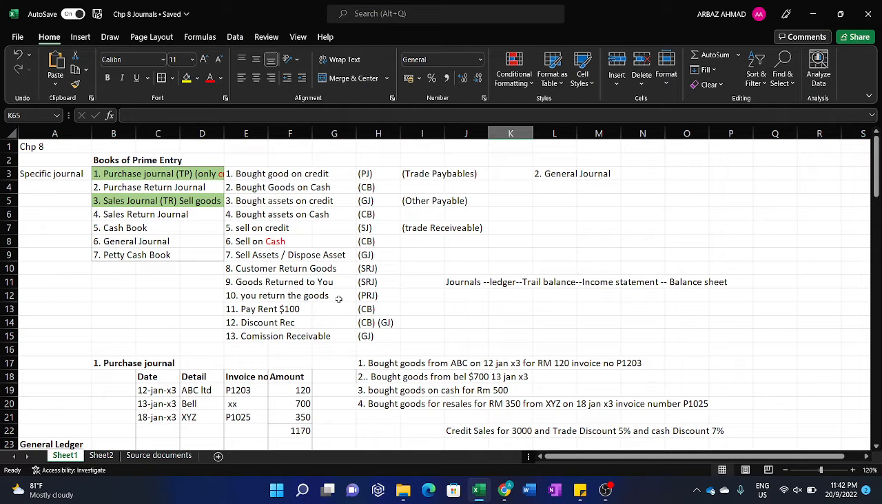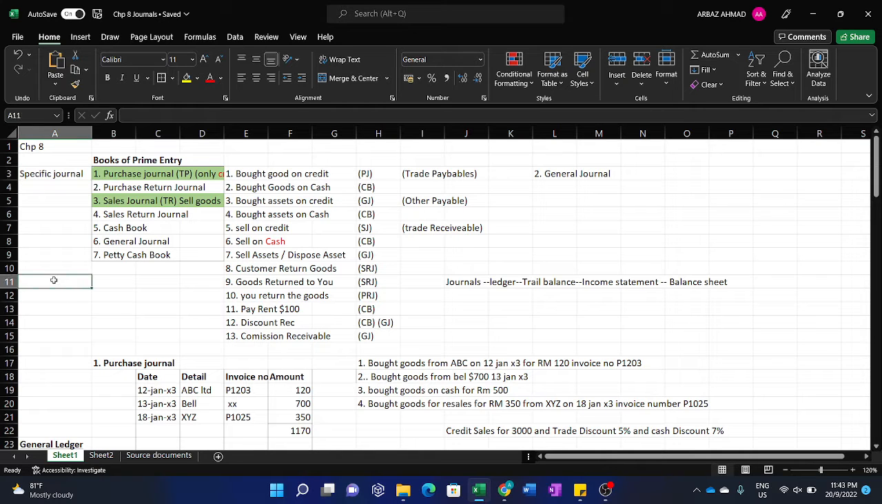So, hi everyone. Now we'll be looking at chapter 8, which is about books of prime entry, but specifically we'll be looking at purchase journal and sales journal. If you look at the first page of chapter 8, you will find that we have 7 books of prime entry. We classify them as specific journals.